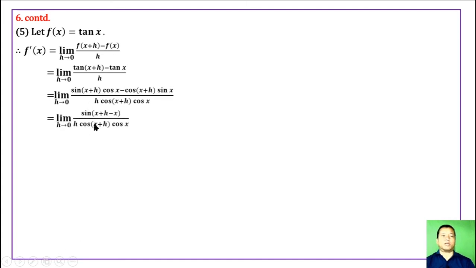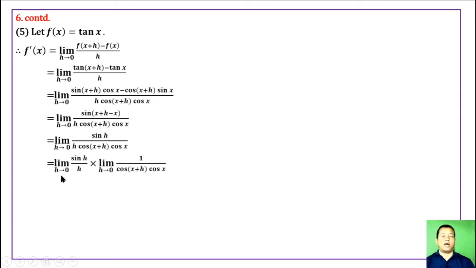Numerator is the expansion of sin((x+h) - x), and the denominator remains unchanged. Cancelling x, we get sin h. Rearrange, we get sin h by h as h tends to 0. Limit of the remaining function, that is 1 by cos(x+h) into cos x, whose limit is obtained when h is 0. That is 1 by cos squared x, which is sec squared x. Hence d/dx of tan x is sec squared x.